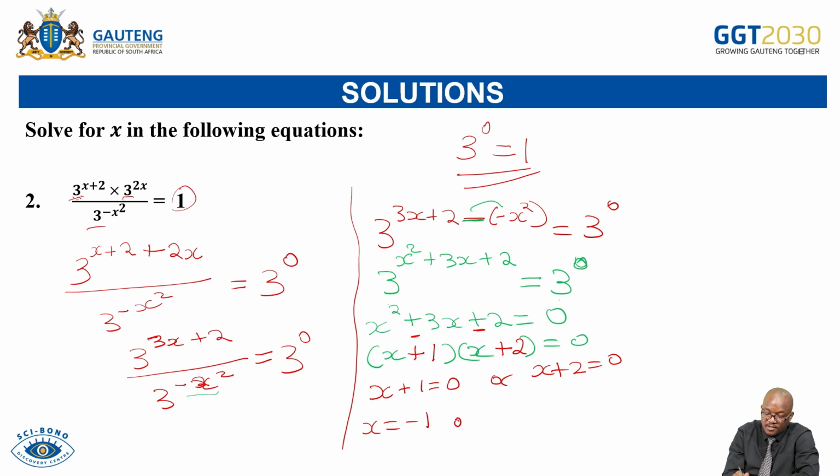X will be negative 1, or x will be negative 2. So that's how you are going to solve this particular question on exponents. You can see that now we're learning about expressions that we have learned on the previous weeks. Now we apply that method of simplifying the expressions before we can get to the rule that we use of the same base and equating the exponents. So you must understand all those rules of exponents.